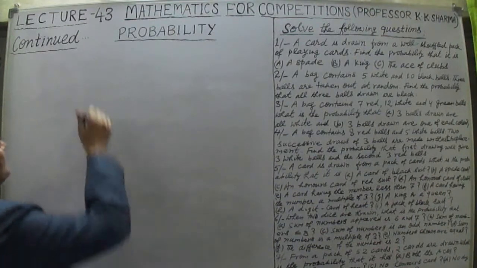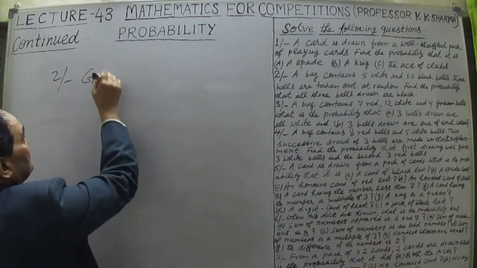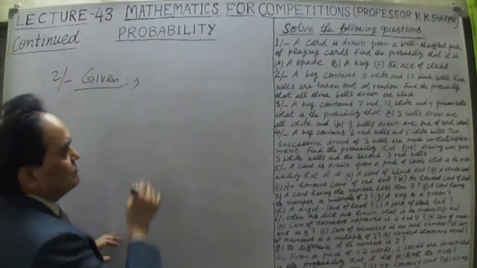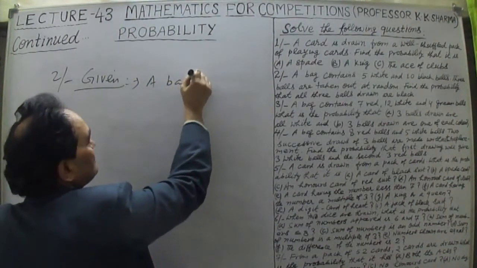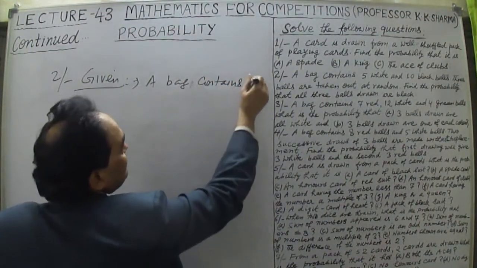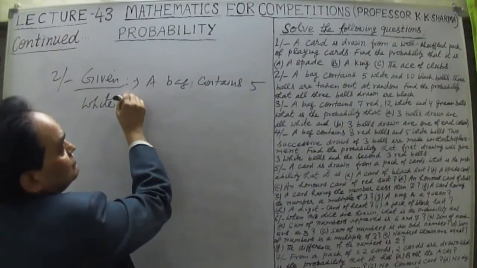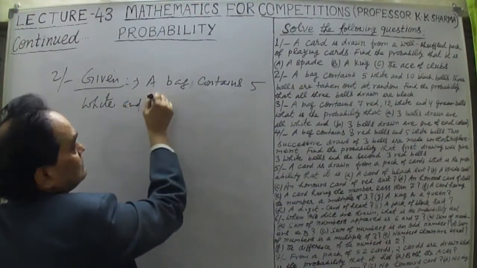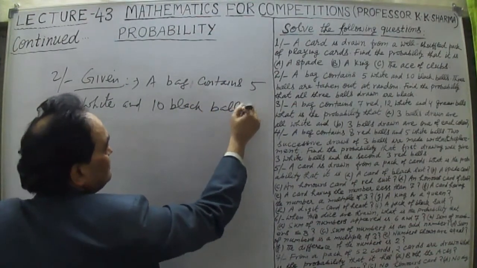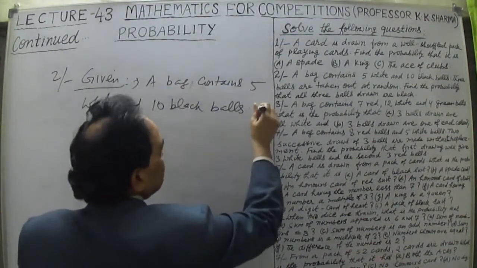Now, the second question. Let me take what is given to us. A bag contains 5 white balls and 10 black balls. Then it says 3 balls are taken out at random.